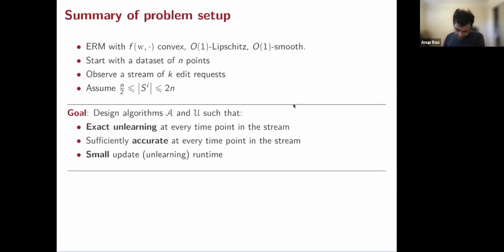So just to summarize, we assume f is convex, Lipschitz, and smooth in its first argument. We start with n data points. We observe a stream of k edit requests, and at all points in our stream, we assume that the number of data points we have is sandwiched between n over 2 and 2n. And we want to design a learning algorithm A and an unlearning algorithm U, such that we have the exact unlearning property, and we output a model that is accurate, and also we can do unlearning efficiently.